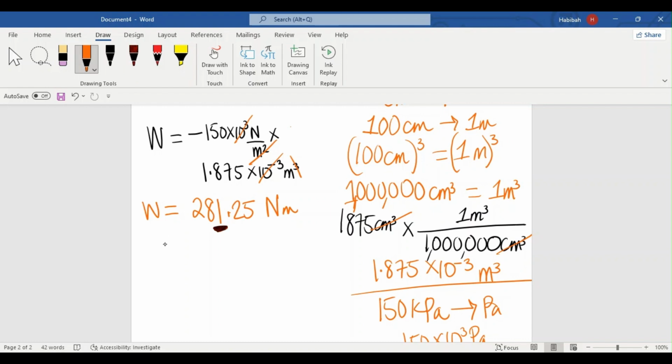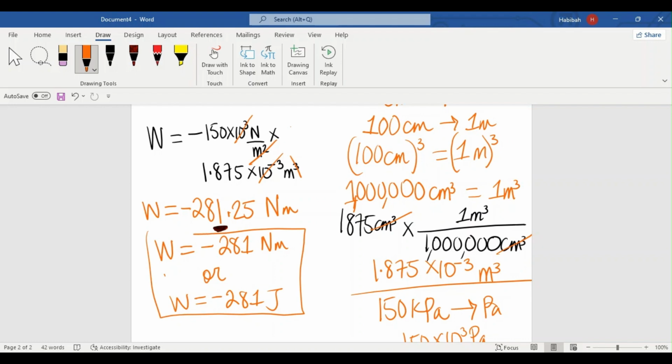So that's going to be W, work done, equals negative 281 Newton meter, or work done equals negative 281 joules. Don't forget, Newton meter is the same thing as joules, just like pascals is the same thing as Newton per meter squared. And this is basically how you answer a question like this.